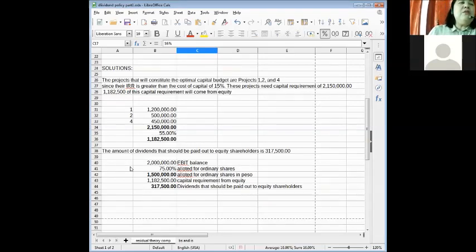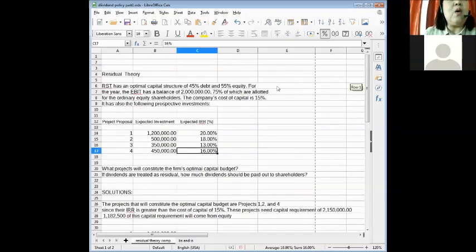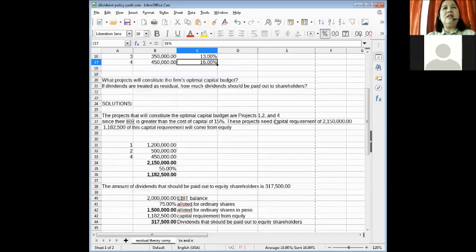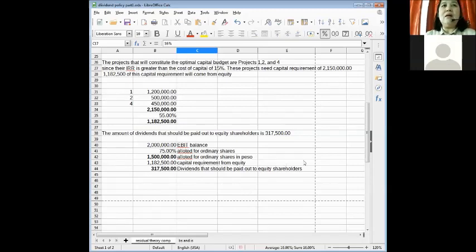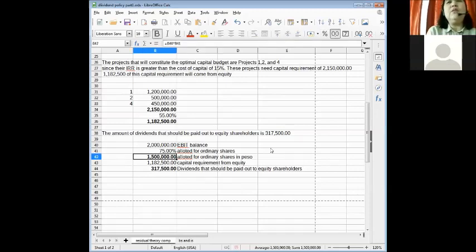Ngayon, the amount of dividends that should be paid out to equity shareholders is 317,500. Paano yon? Meron tayong 2 million na earnings before income tax. And then we will get the 75% allotted. Sabi natin, hindi naman lahat yung 2 million na kinita natin ibibigay mo na dividend. So, ang declaration ng board of directors is that 75%. Given din yan. So it is given that the 75% will be the dividend. You get the 75%, you give us the 1,500,000 for dividend payout.